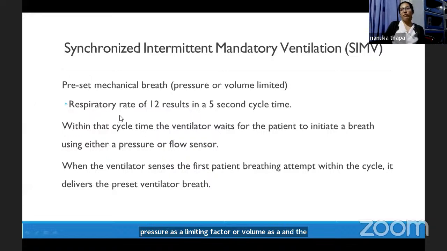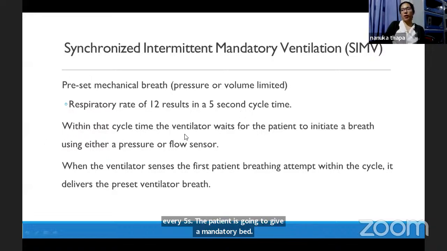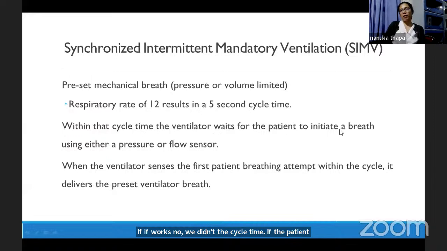Now, suppose we have set a mandatory breath of 12. So the respiratory rate is going to be 12. That is, there are going to be 12 set mandatory breaths. Every 5 seconds, the patient is going to get a mandatory breath, irrespective of the patient's spontaneous efforts. Now, within the cycle time, if the patient tries to initiate a breath, this initiating breath will be sensed by the ventilator. And once the ventilator senses that the patient is breathing, it will deliver the preset ventilator breath.